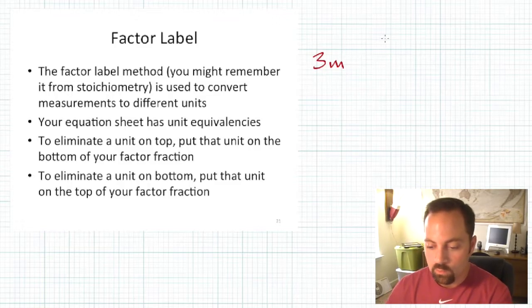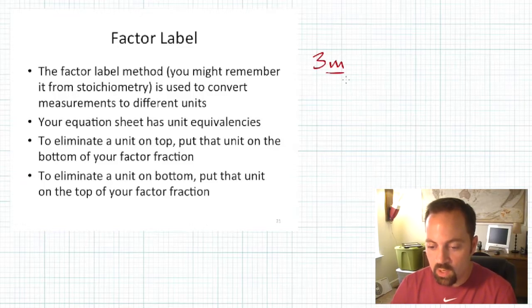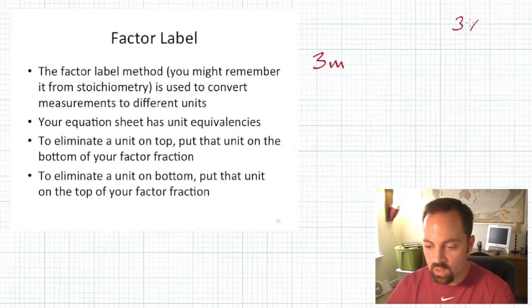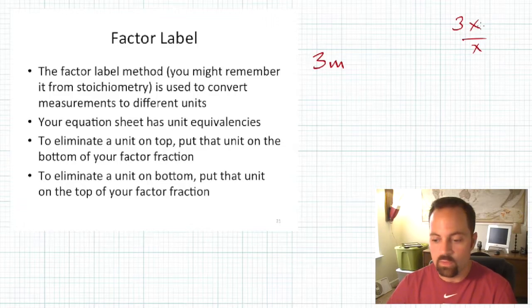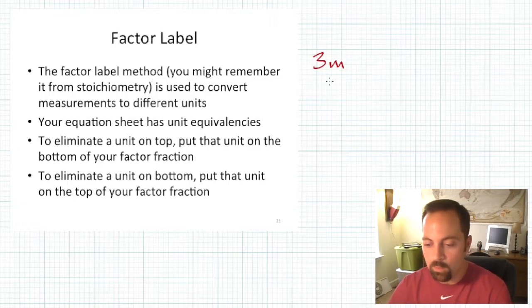So what we stated in factor label is that units, like this 3 meters right here, that's about 9 or 10 feet, the meter unit can behave just like variables. Like we say, over here, 3x over x. Well, we know that these x's cancel out and that expression is equal to simply 3. Well, meters can be done the same way. Any unit can be canceled out as well.